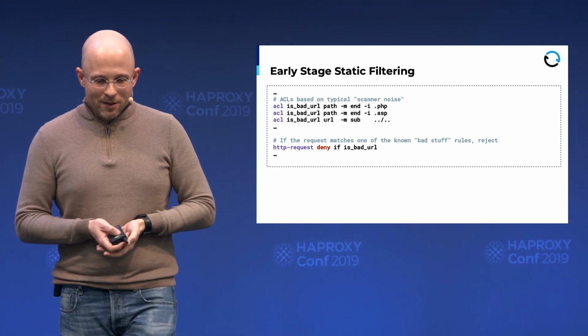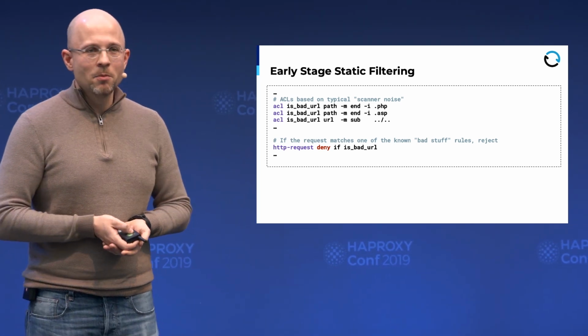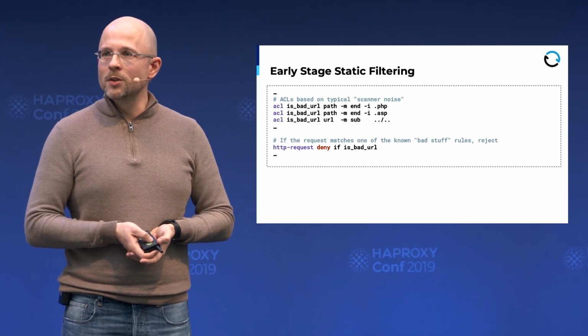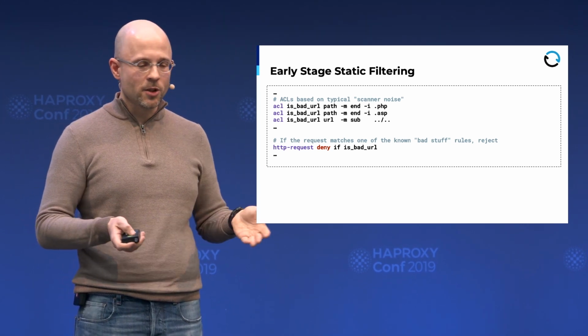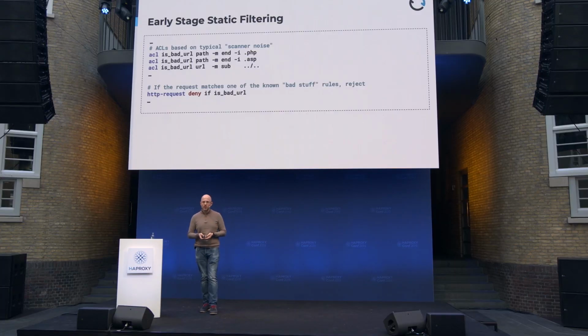I like that way to specify the same ACL name multiple times very much, because it makes for a nice and readable configuration file. It's just a logical OR between all these conditions, and then you have one nice short line that says if it is a bad URL, it gets denied, and the details are in separate lines above that. That's pretty nice, I think.